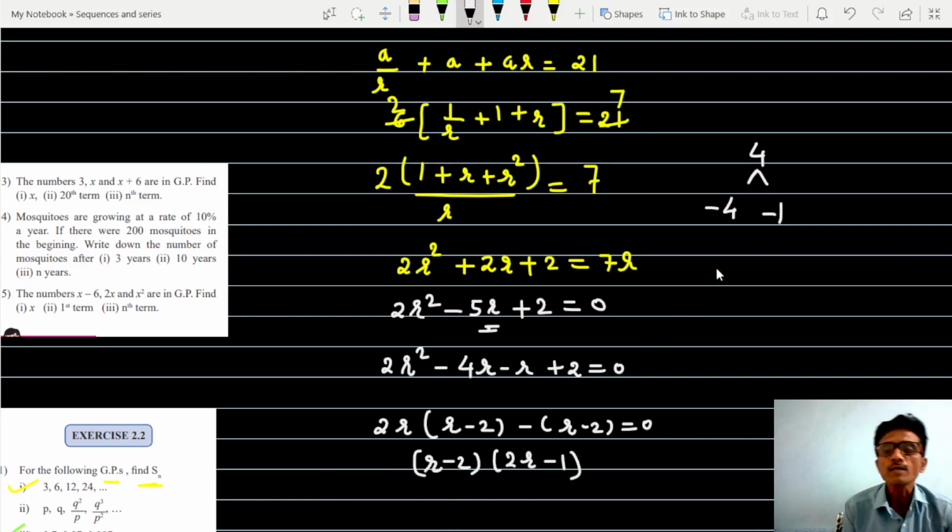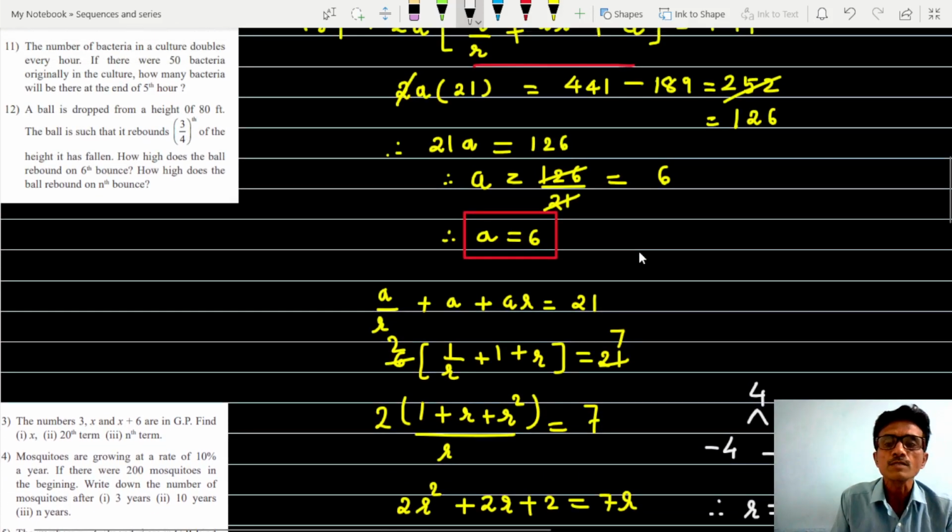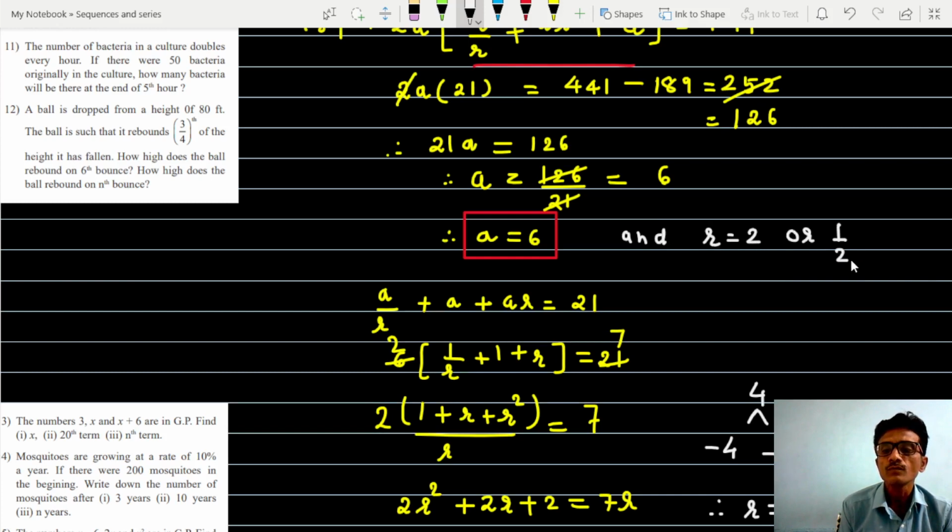So either r is equal to 2, or r is equal to 1/2. So you are getting r is equal to 1/2. So a is equal to 6 and r is 2 or 1/2. So accordingly you will get the numbers. These numbers are a upon r, a and ar. These are the numbers, 3 numbers in GP.